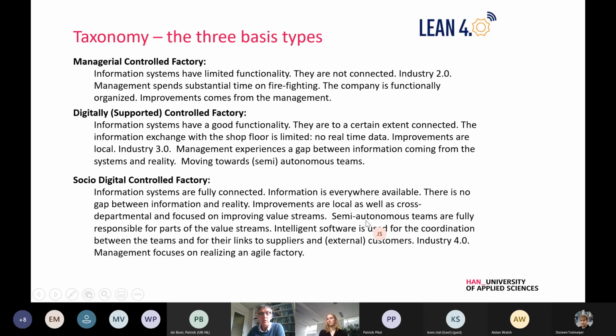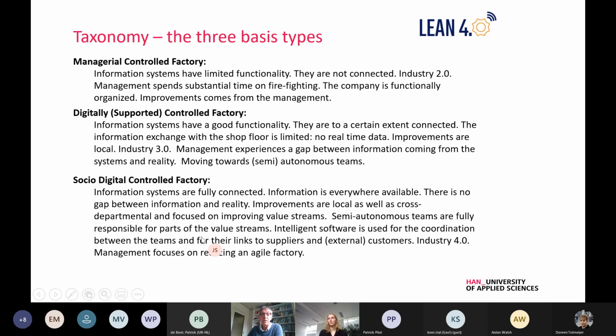Because also in the Lean area, and we learned that, and also in Industry 4.0, take the last case, working in teams is important because it becomes complex. You cannot solve it on your own. You need to work in teams. And also teamwork gives fun. I think it's a pleasure for people to work in teams, to feel part of a whole. So semi-autonomous teams, and they are fully responsible for parts and value streams.